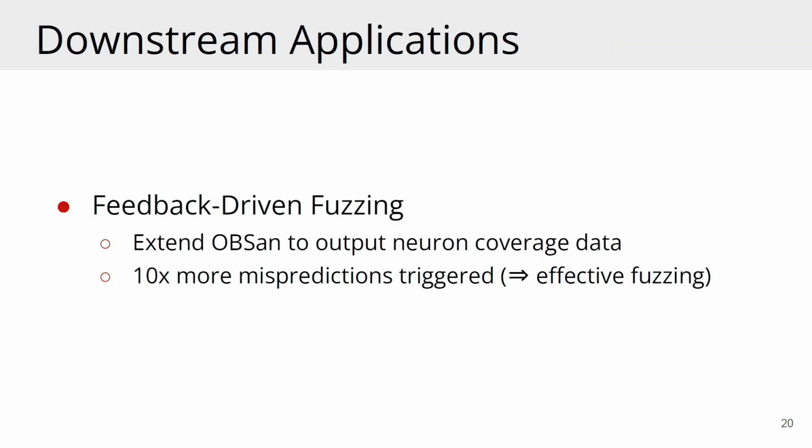And before I end this presentation, I would also like to share some downstream applications that will be enabled by OBSan. The first we have here is feedback-driven fuzzing. In this task, we extend OBSan to output the neuron coverage data instead of the suspicion score. And the result is that the fuzzer is able to trigger 10 times more mispredictions on the binaries that are instrumented by OBSan. This is a sign of effective fuzzing.